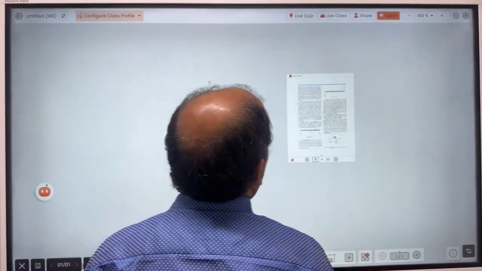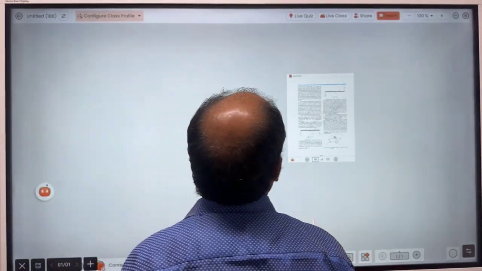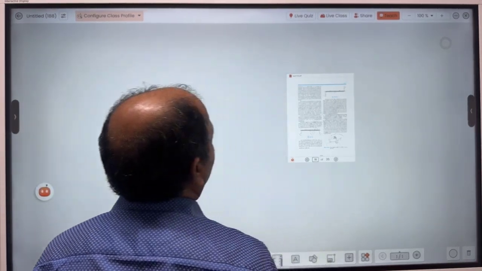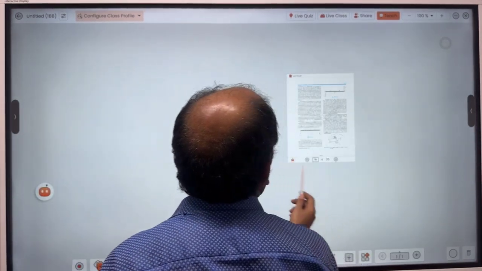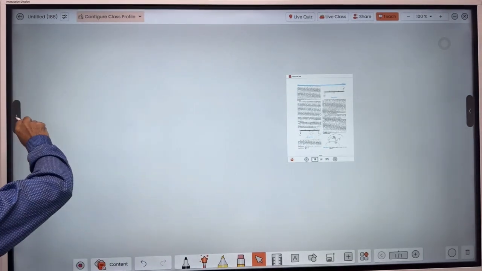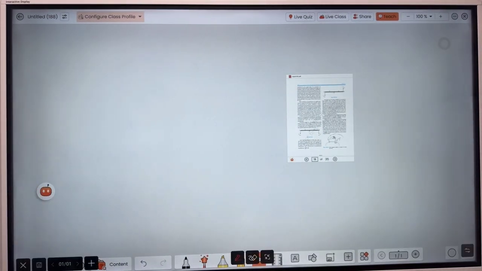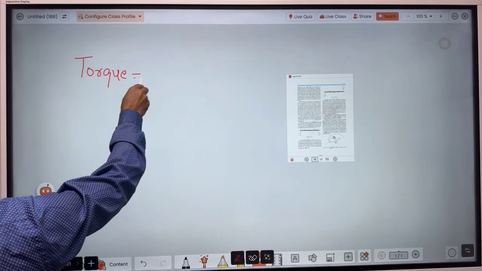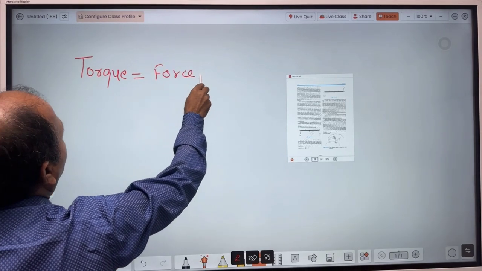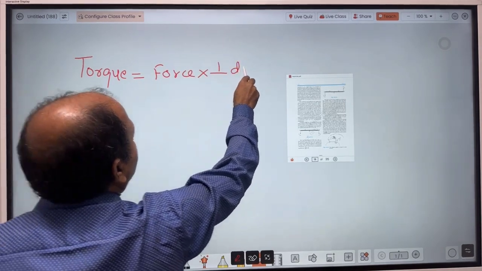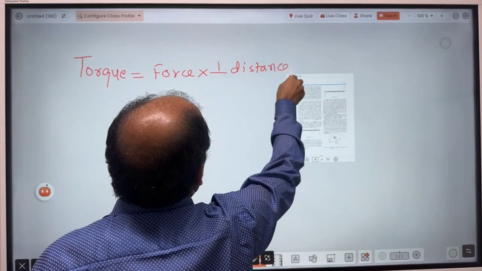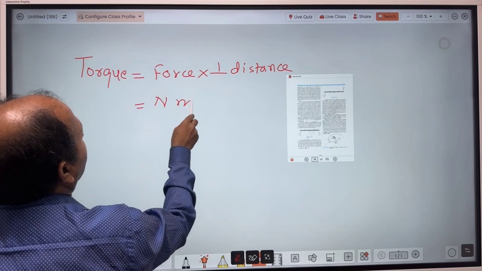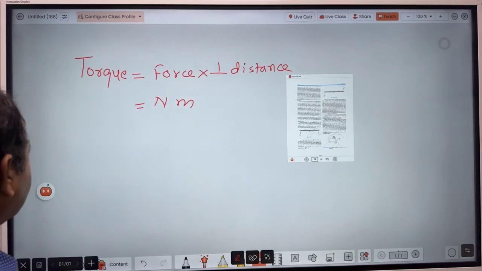Today we are going to continue with 6th chapter of physics of class 11th. So in previous lecture we have studied the basic concepts. Today we are going to continue from next point, so that is torque. Torque is force into perpendicular distance. If we consider the unit, so this will be Newton and meter. So unit will be Newton and meter.